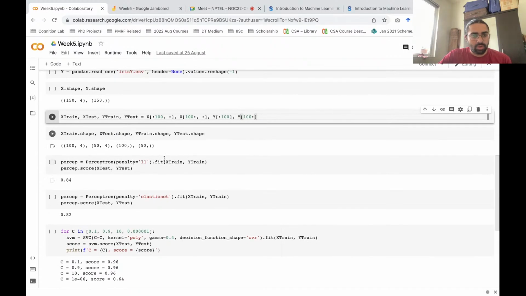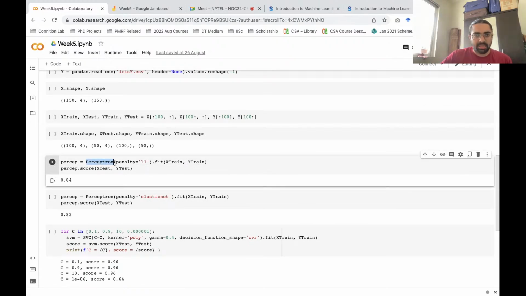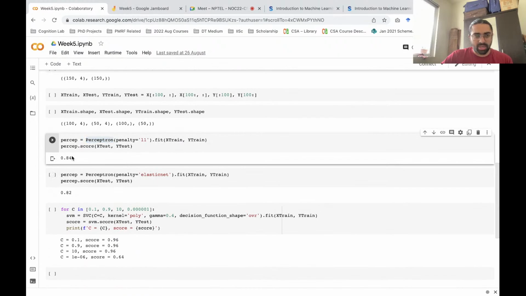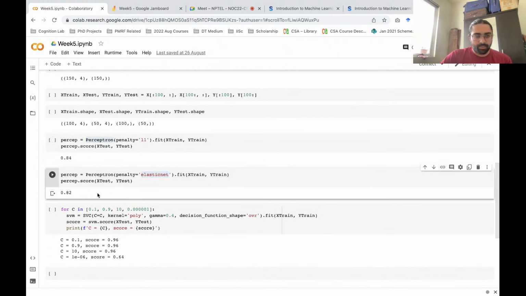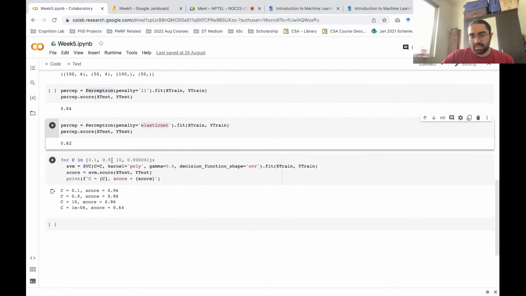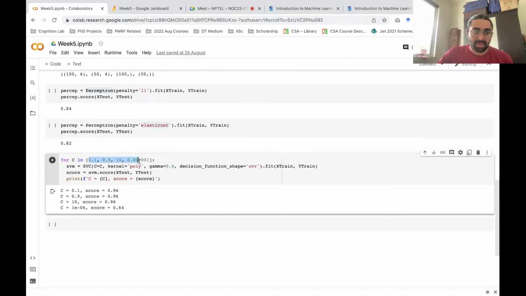And then you have your different things, right? So Perceptron, we know we can just use this Perceptron algorithm here. With L1 you will get 0.84, ElasticNet 0.82. Okay, and the next question was about trying out different values of C for your support vector classifier, that is your parameter for how much weightage you want to give to your slack terms, and you see that the best score is around 0.96. So 0.96 is your answer.